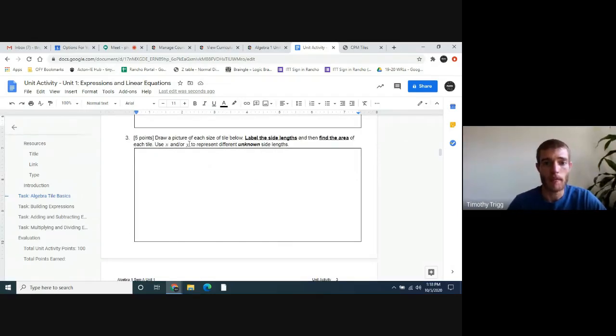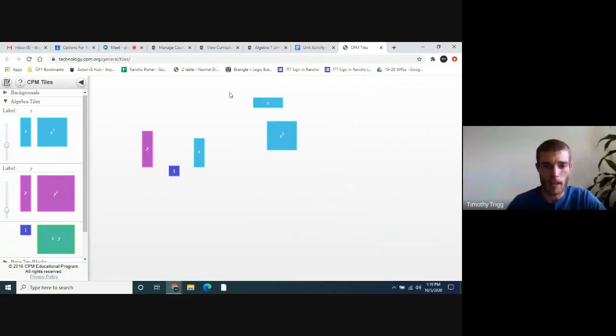It says draw a picture of each size of tile below, label the side lengths, and then find the area of each tile. Okay, so they want you to draw a picture of them and find the area of them. Well, they already gave you the area on each of these. You could see them here, right? Like the area of this one is x, the area of this one is x squared, the area of this one is 1, the area of this one is xy.